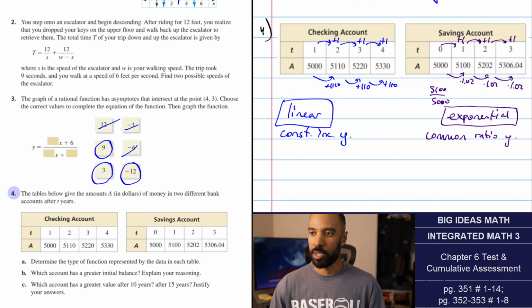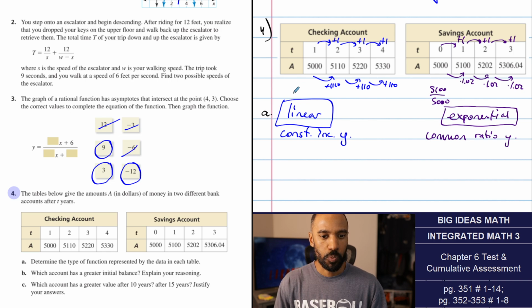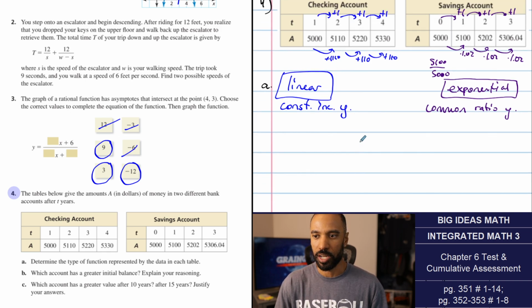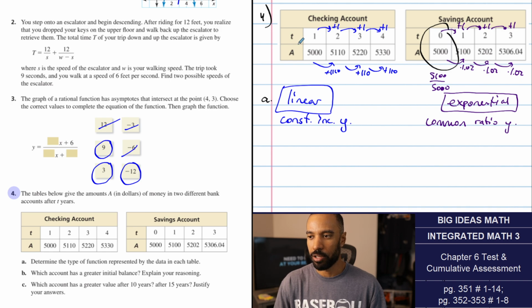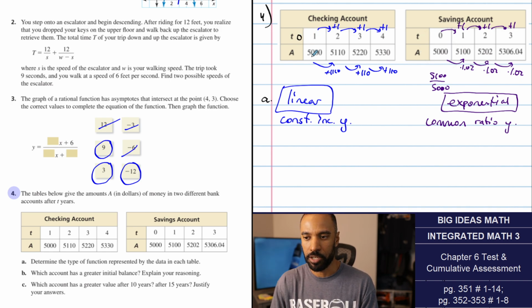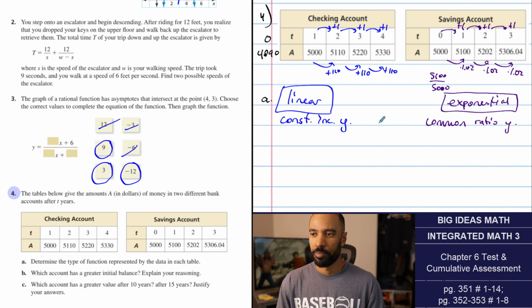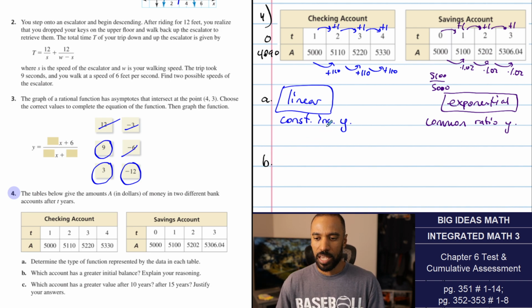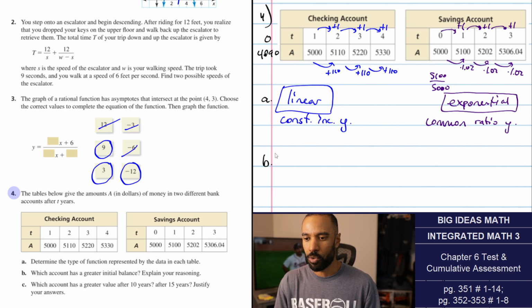Okay, so that's part A, determine which type for each. Part B says which account has a greater initial balance, explain your reasoning. Now, our initial balance here is $5,000. Our initial balance here we can't see. This would be year 0, but if you subtract, it's just plus 110. I can subtract 110 from this set, and over here at year 0, we'd have 4890, I think. So for part B, the savings account has a greater initial value.